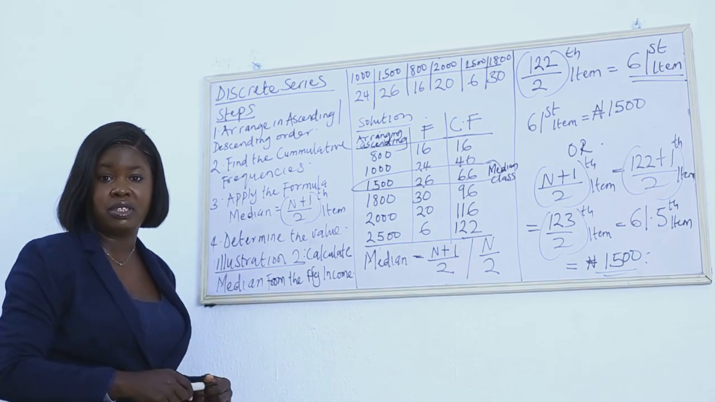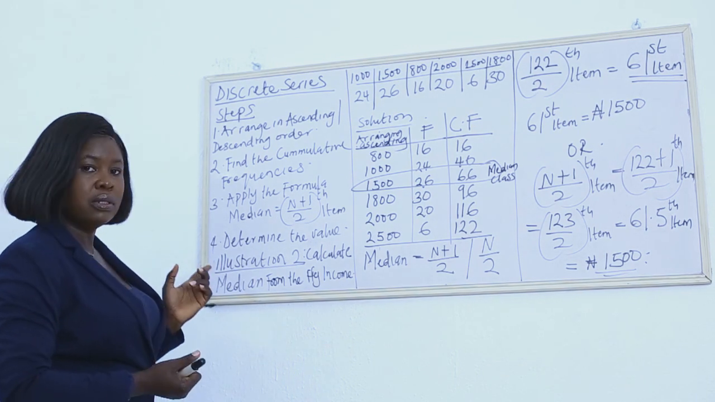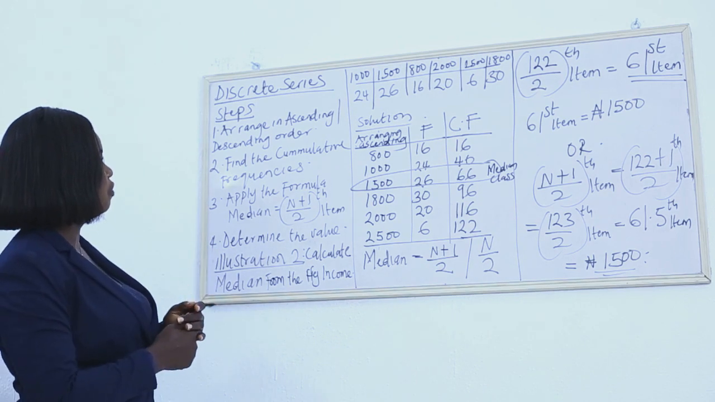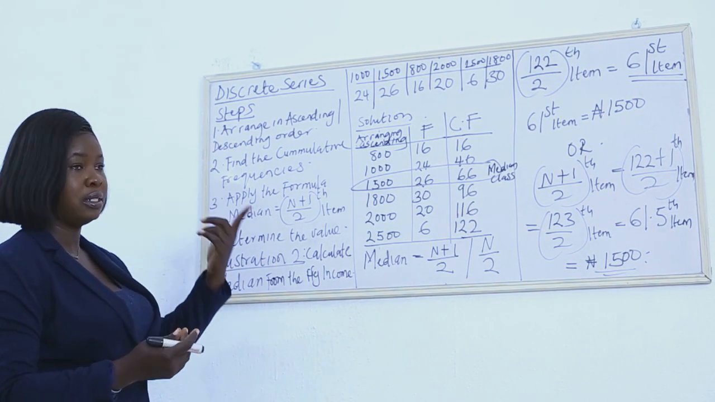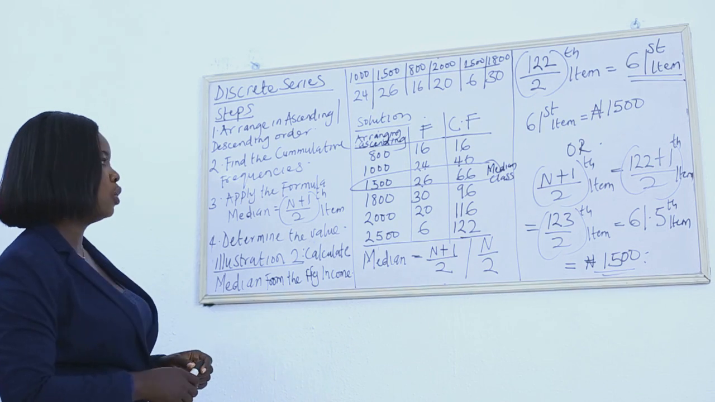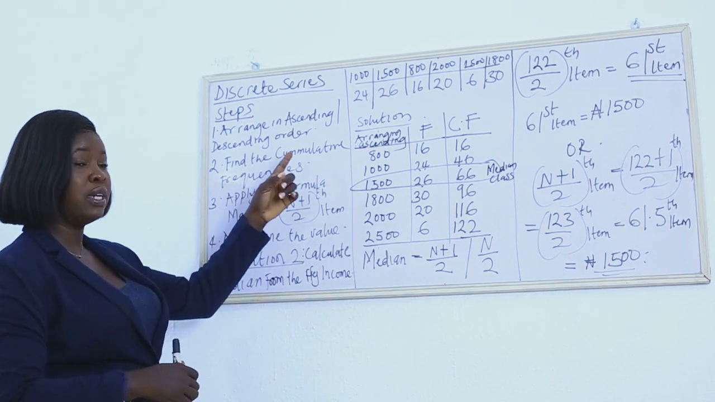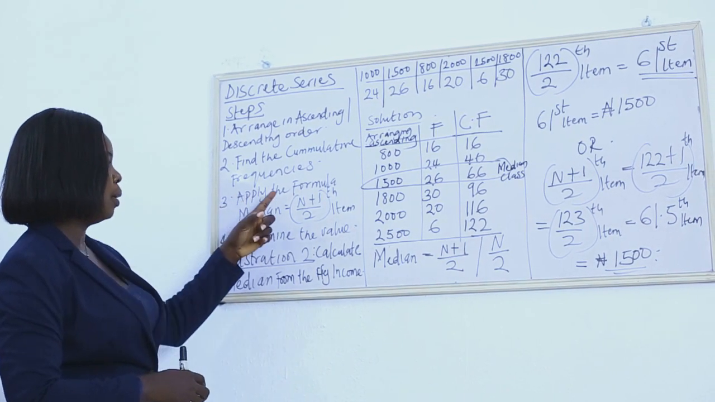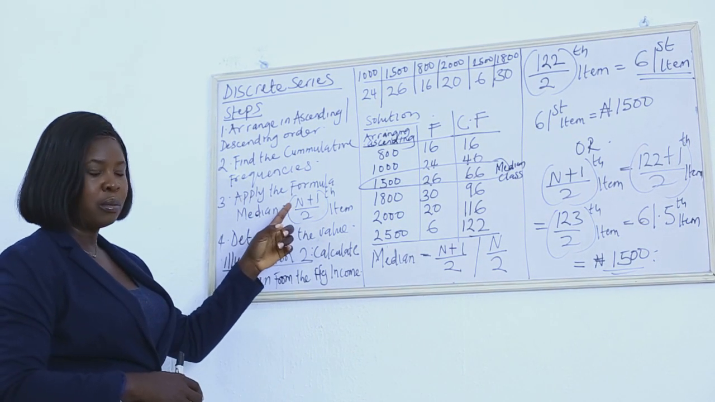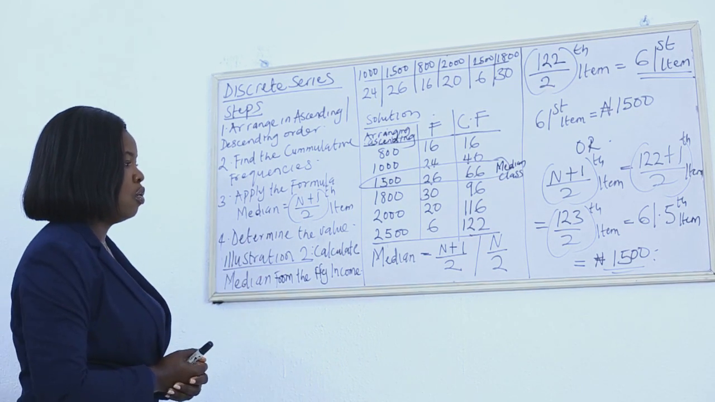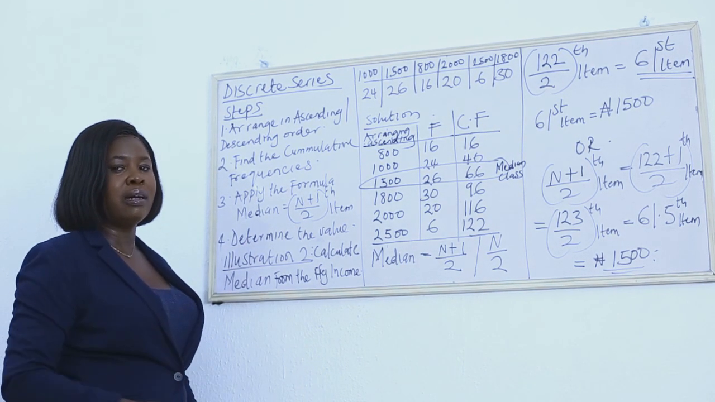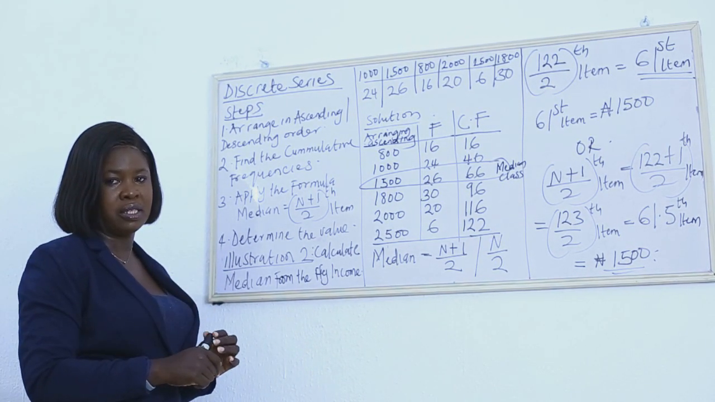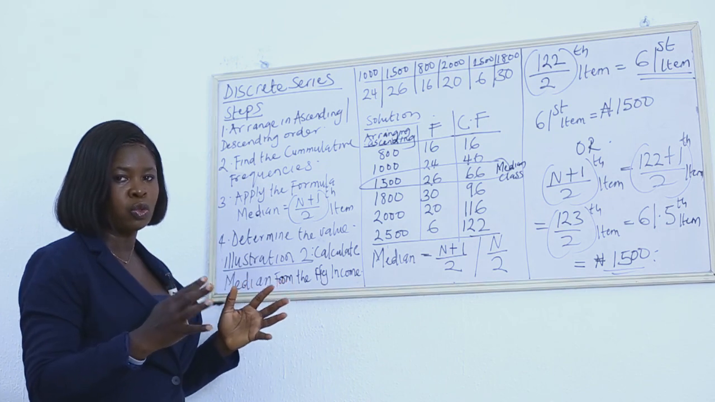So we'll move to the discrete series now. We have done the individual series, and what are the steps involved? The first thing to do is to arrange in either ascending or descending order. Then secondly, find the cumulative frequency of the values. Then thirdly, apply the formula of median, which is (n plus 1) over 2 nth item. Some other authorities have mentioned that when n is even, you don't need to add 1.